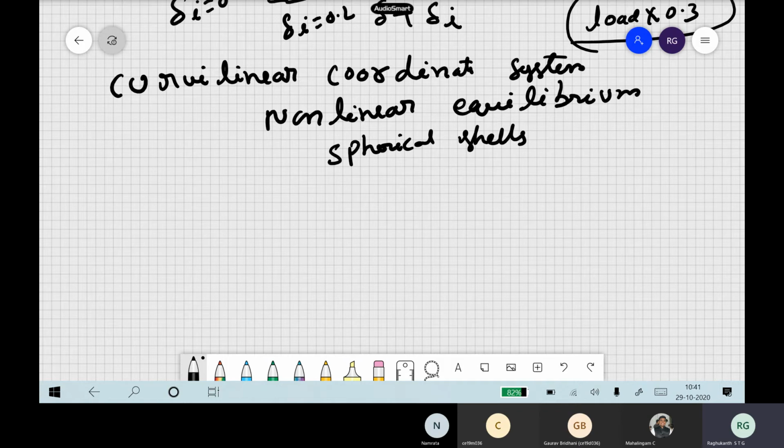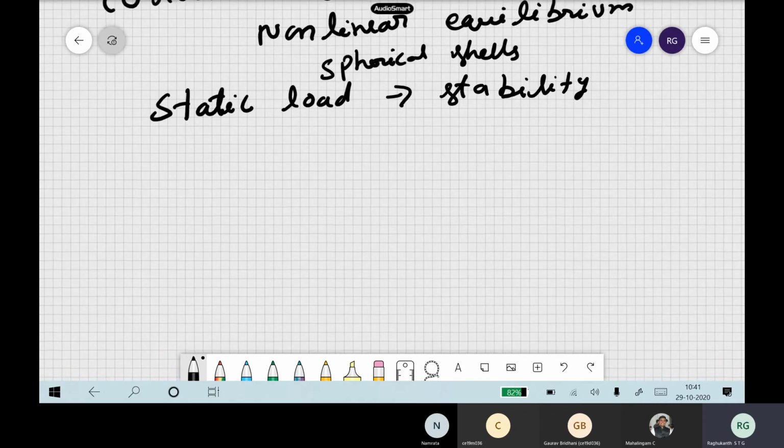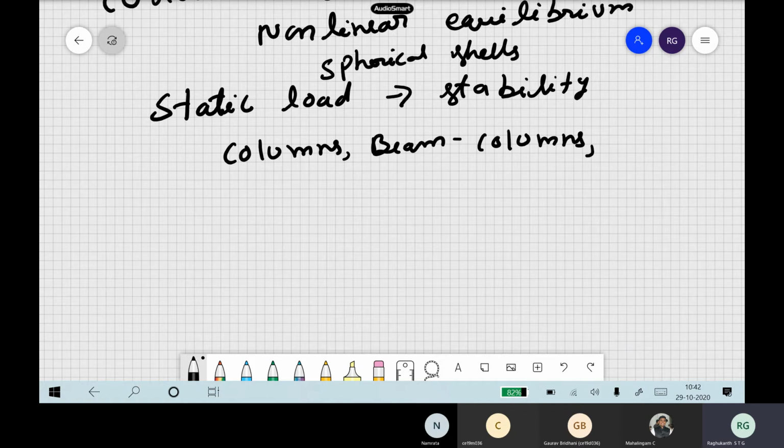So with this, we have almost completed our static stability. We have almost come to an end. To just summarize, we have done columns, then beam columns, but all are static loads. Be careful, we have not done any dynamics or anything like that. Then we have done frames. What else have we done? Columns, beam columns, and frames we have covered. Then I think we came to lateral torsional buckling.